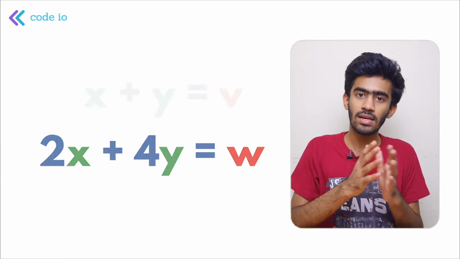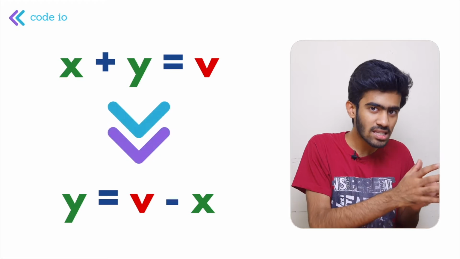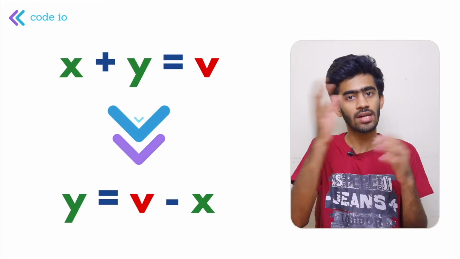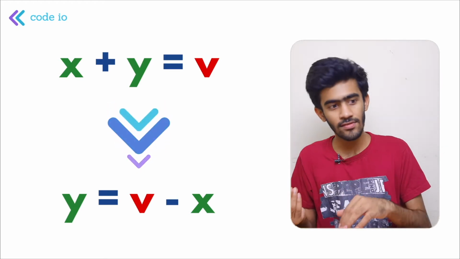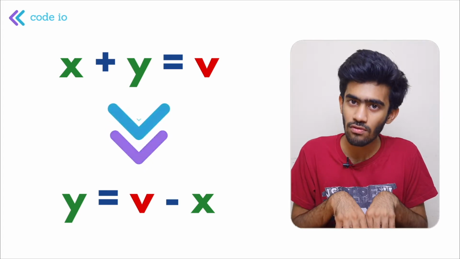So x plus y is equal to v is the given equation. We are transposing x to the right hand side. So we are bringing x to the right hand side, so positive x will become negative x. So y is equal to v minus x, right? So now we have the value of y.